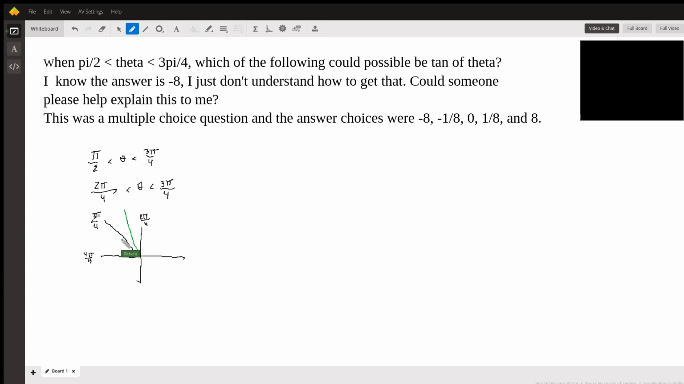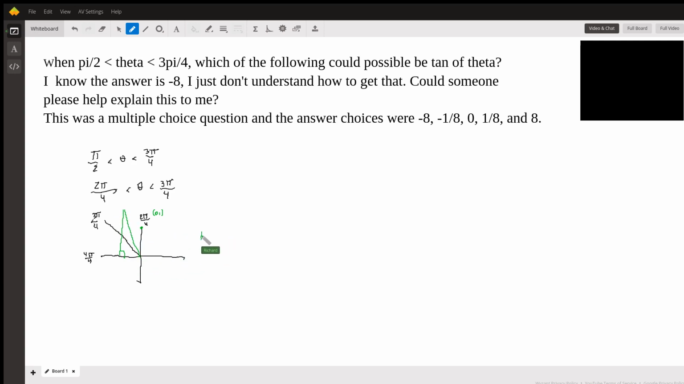Let's draw a triangle for this. Here's our right triangle. And we know the tangent of this, because this is 0 comma 1 here, this endpoint right here. So tangent is sine over cosine, so it's undefined. But if you just look at the triangle here, I think you can guess that rise over run, the rise is going to be bigger than the run when you're in this part of the unit circle.